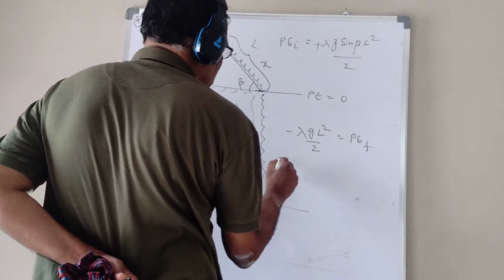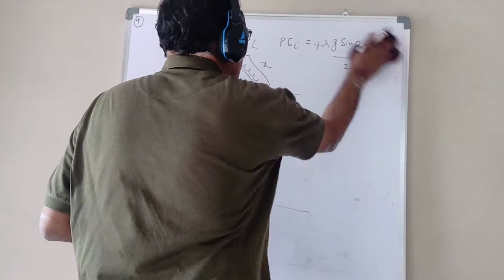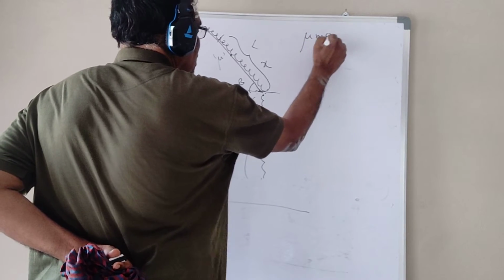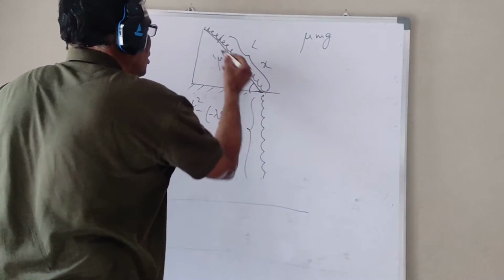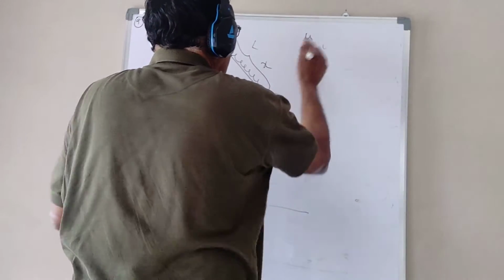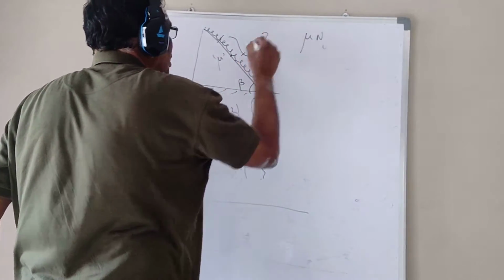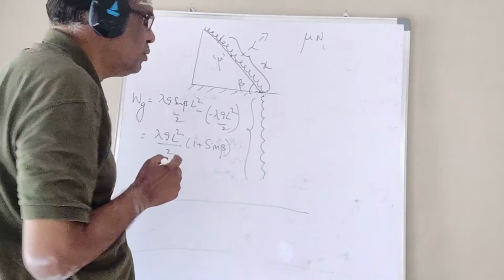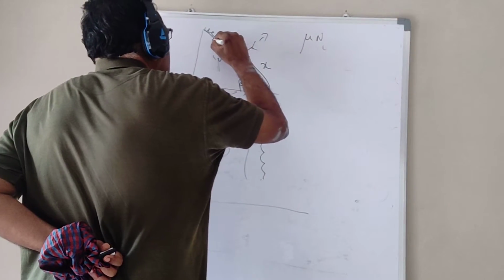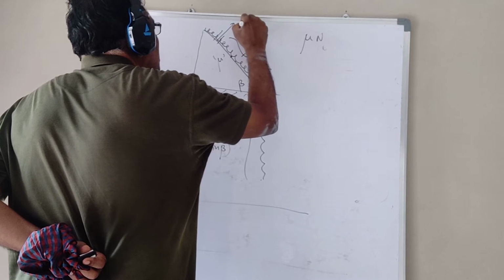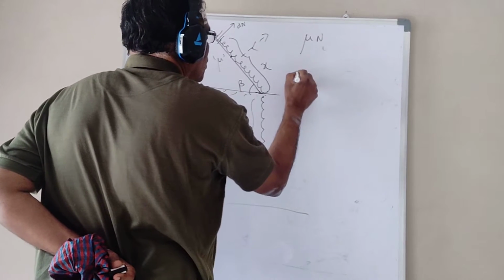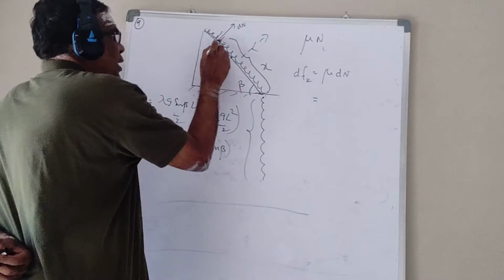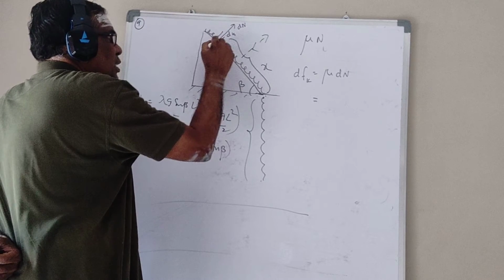The frictional force is, now what is the frictional force here? Frictional force is mu N actually. But N, how do you get it? How do you get that? You know, this is very crucial. Let us now look at this. This is dN. So dfk is mu dN, and dN is from this element of mass dm.